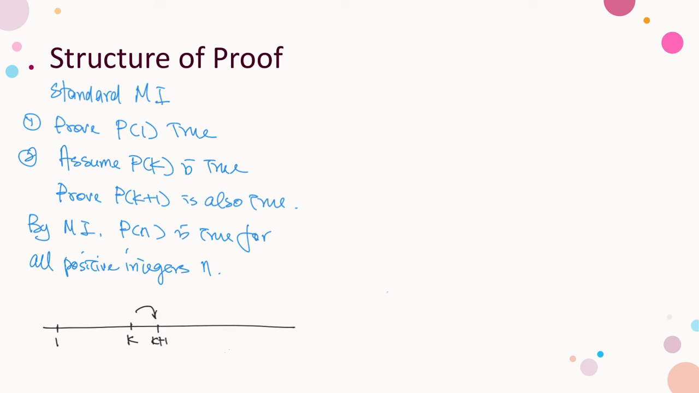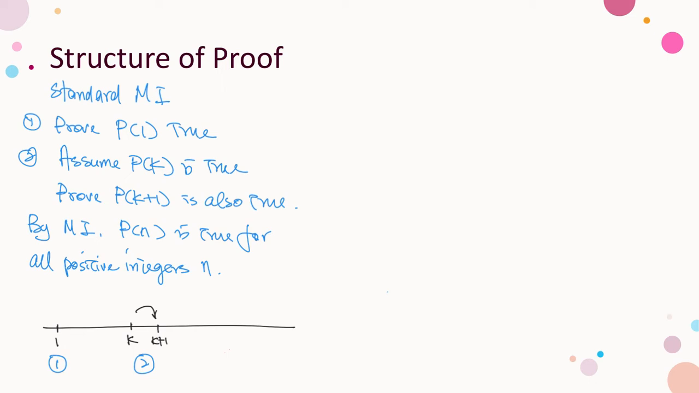Let me make use of a diagram to illustrate the mechanism. Here, the first statement is proved to be true. This is the induction step. Whenever P of k is true, P of k plus 1 is also true.